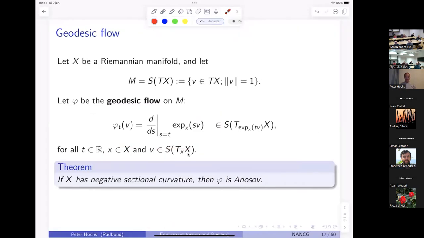And this is Anosov if X has negative sectional curvature. And so in this case, you get something like closed geodesics, which is a worthwhile thing to count. It's a very geometric thing that you might want to count. So everything I said just now applies to this geodesic flow. And this is an important special case.